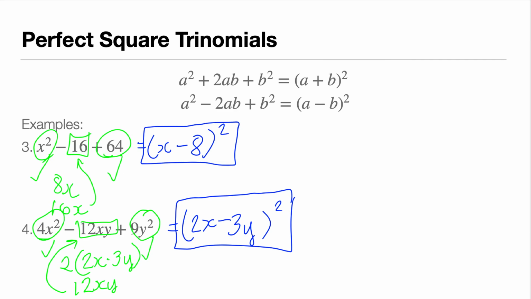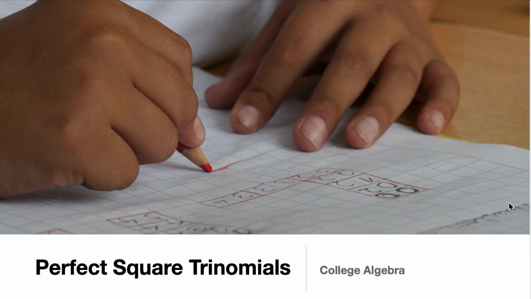So that's it for our short video for perfect square trinomials. If you have some trouble analyzing or answering this lesson, you can always rewatch and replay.